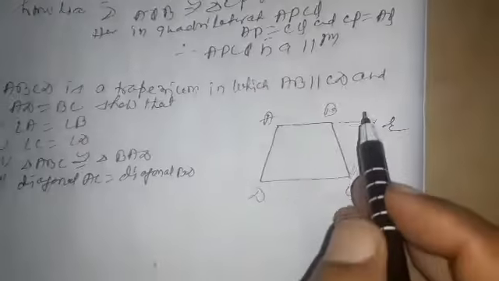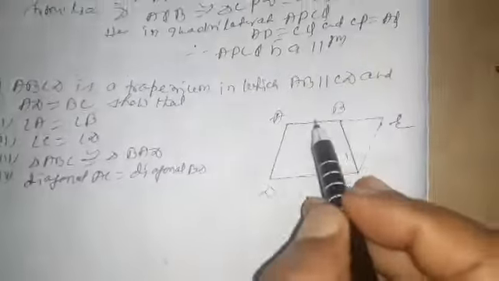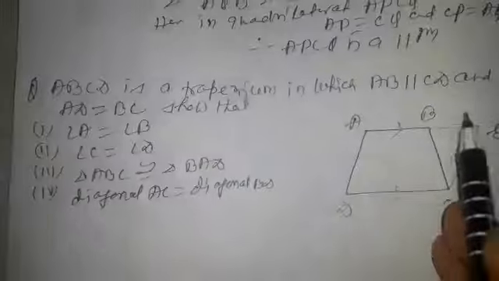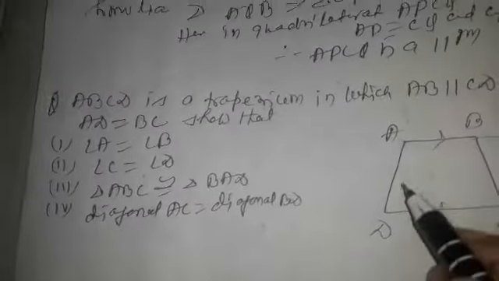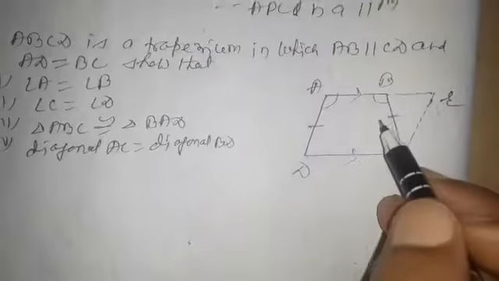Now next question is: ABCD is a trapezium in which AB is parallel to CD, AB and CD are given parallel, and AD is equal to BC, so that angle A is equal to angle B. It means a trapezium whose non-parallel sides are equal is also called an isosceles trapezium.